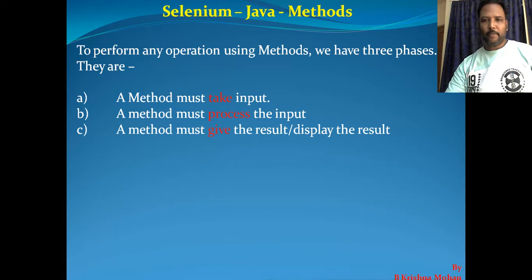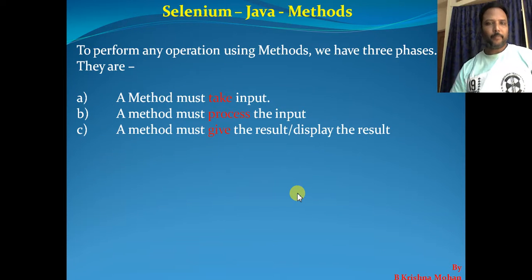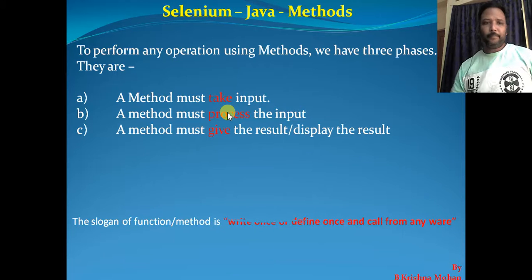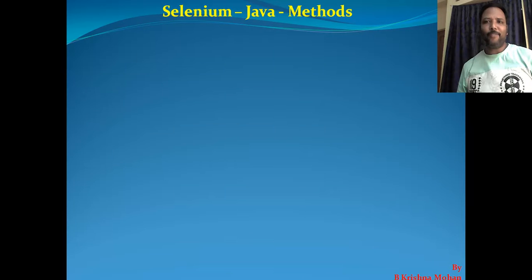So this is how it will be going on. We will see how the input can be taken by the method, then how the input is being processed, and how the value is being returned by the function or the method. This whole thing we will be seeing. Then this is the slogan of a function: write once or define once and call from anywhere. How the slogan works we will see.